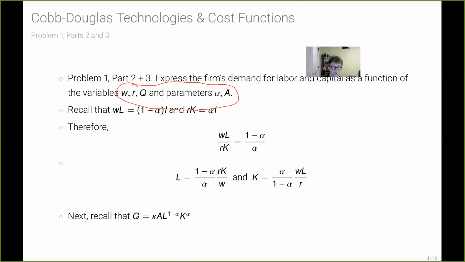So in order to solve for L and K only as a function of these terms right here, I'm going to need to use my production function. So let's just recall that Q is equal to kappa times A times L to the 1 minus alpha times K to the alpha. So suppose I wanted to solve for, for instance, L as a function of these parameters. Then what I do is plug in K here, and then solve for L by itself, because notice that K here is just a function of L. So when I plug in for K here and solve for L, I should get L that's only a function of those parameters. So let's do that first.